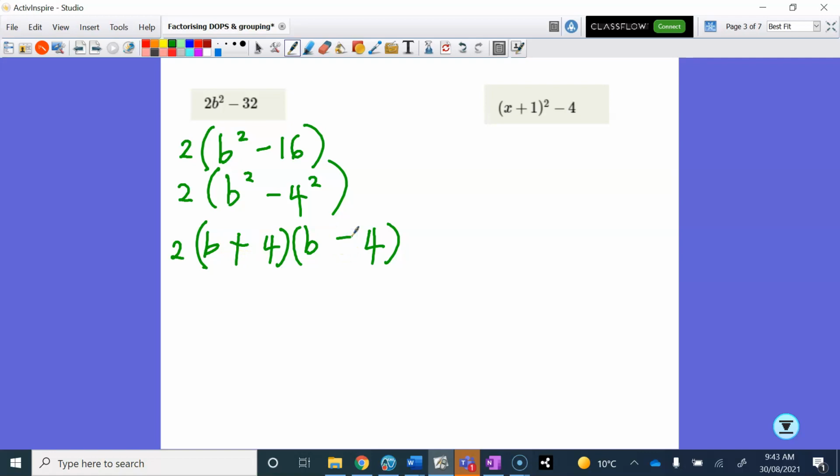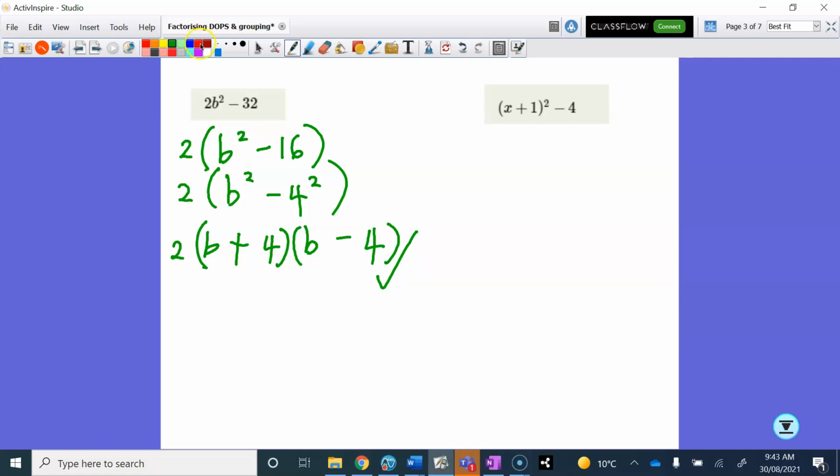And we're done. By taking out that common factor of 2 first, it leaves me with a difference of perfect squares inside that bracket, and I can easily then factorise that. So even though that looks pretty messy, with brackets and things outside brackets, and looks bigger than what I started with, this is still the factorised form of that 2b squared minus 32.